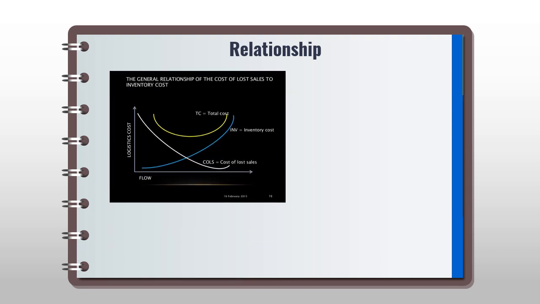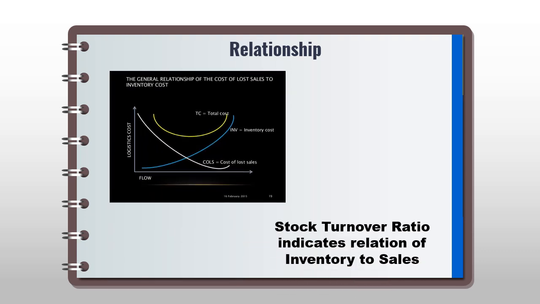The second indication from these ratios is relationship. It shows the relation of the inventory to the sales. And if we talk about the net profit ratio, it shows the relation between profit and sales. Through this diagram, it is understood that cost of sales, inventory cost, and total cost are all related to each other.